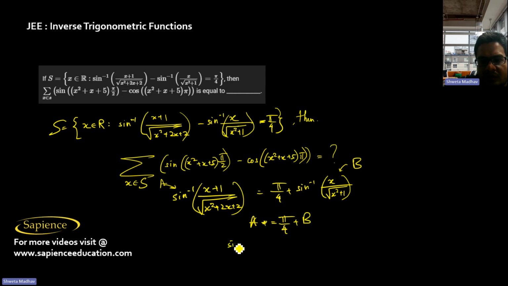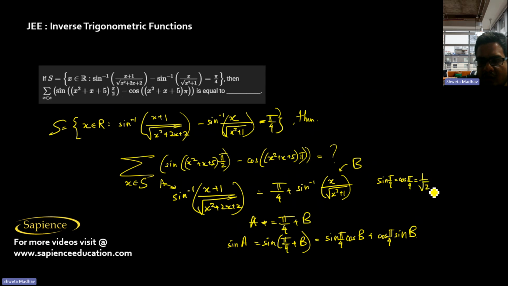So now if you apply sine on both sides, then we'll get sine A equal to sine of pi by 4 plus B. Now sine of pi by 4 plus B, I can write sine pi by 4 into cos B plus cos pi by 4 into sine B. Now sine pi by 4 and cos pi by 4, their value we know, that is equal to 1 by root 2. So sine A will be nothing but x plus 1 by square root of x square plus 2x plus 2. And sine B will be equal to x by square root of x square plus 1.